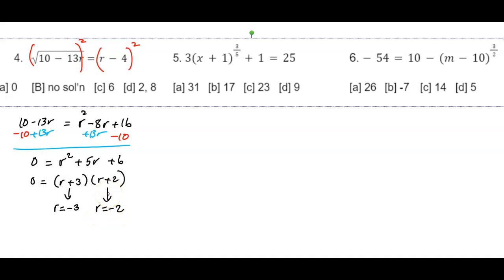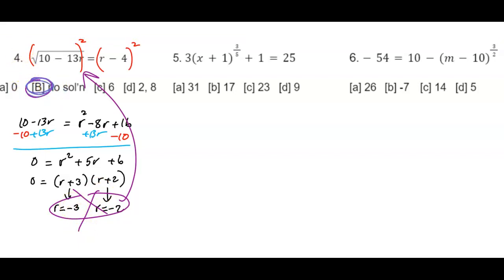But this presents an interesting situation, because if you take both of these and plug them back in here, the square root of 10 minus 13R is going to give you a negative number. When I plug in negative 3 here, that gives me negative 3 minus 4, which is negative 7. I'm not going to have a square root give me a negative value. Same thing is true here. When I plug in negative 2, I'm going to get that the square root gives me a negative number. Negative 2 minus 4 is negative 6. Neither one in this case works. So therefore, we're going to say that there is no solution.